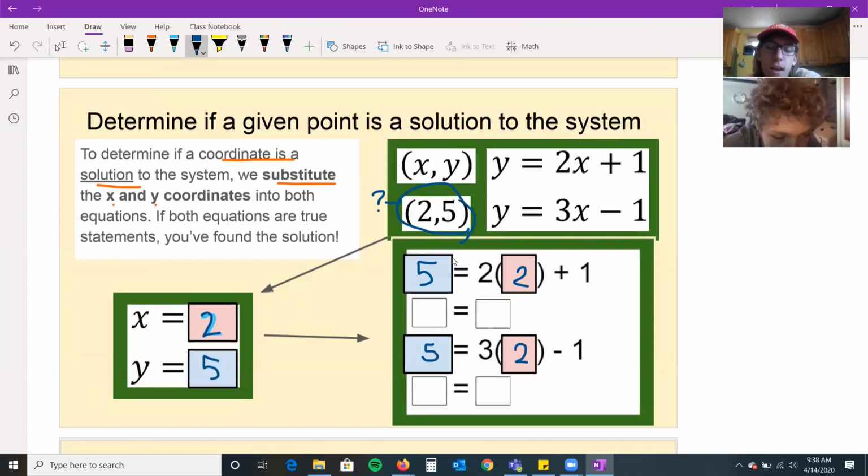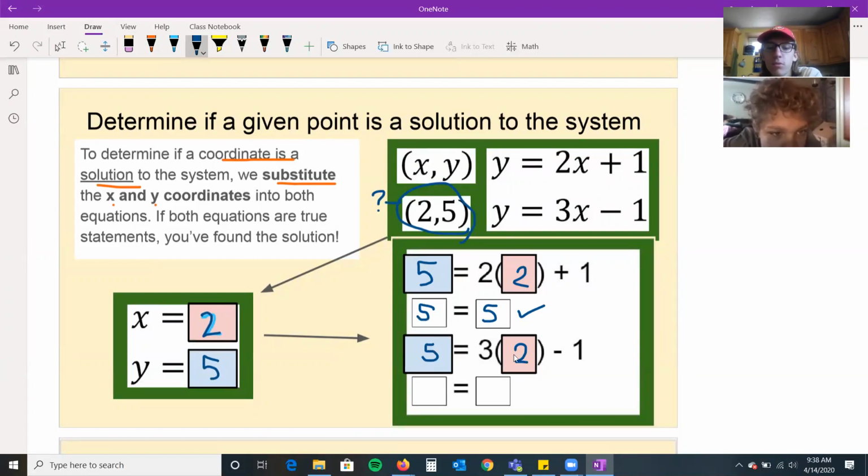Okay, and so now we say 2 times 2, what is that going to be? That's quattro, 4, right? Plus 1 is then 5. Good. So then now this says 5 equals 5. Is that a true statement? Yes, it is, right? 5 equals 5. Ding. That's a true statement.